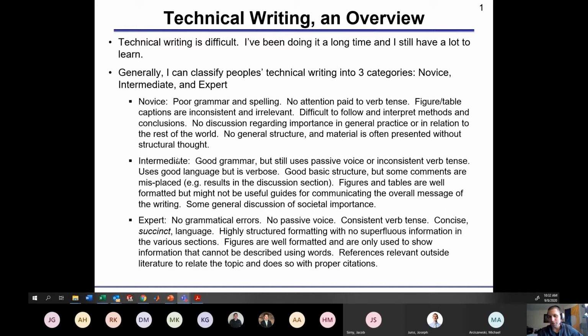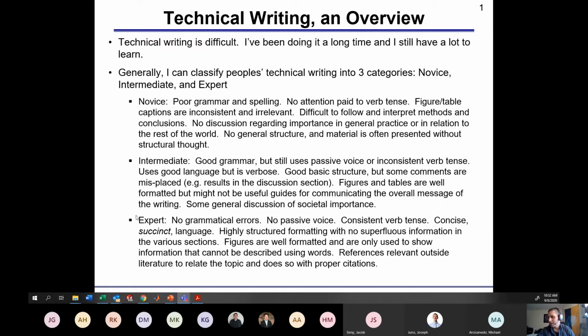All right. Someone who's intermediate, and where I'm hoping I might get to you guys, is the grammar is good, maybe still a little bit of passive voice. We'll talk about passive voice in just a second. Or inconsistent verb tense. Good language, but verbose. Part of being a good writer is being very succinct with your language and trying not to write 100 words when 10 words will do. Okay. Good basic structure. Some comments are misplaced. Figures and tables are well formatted, might not be useful guides for communicating overall message. And some general discussion relative to the world around you. All right. If you can get to that point, I would be happy giving you an A.